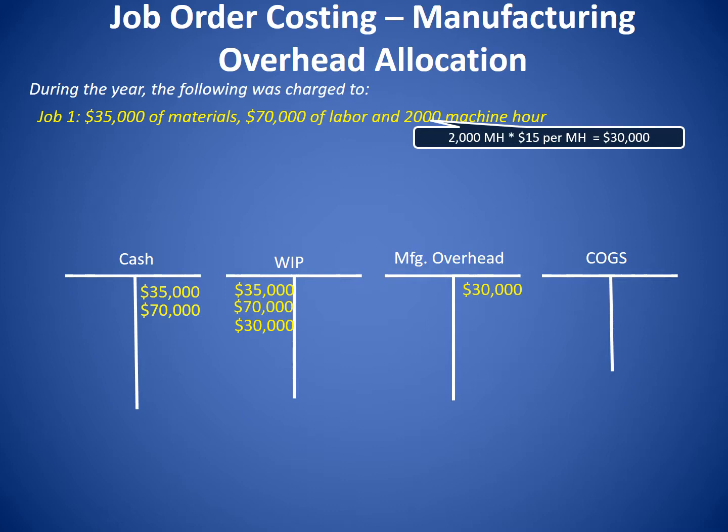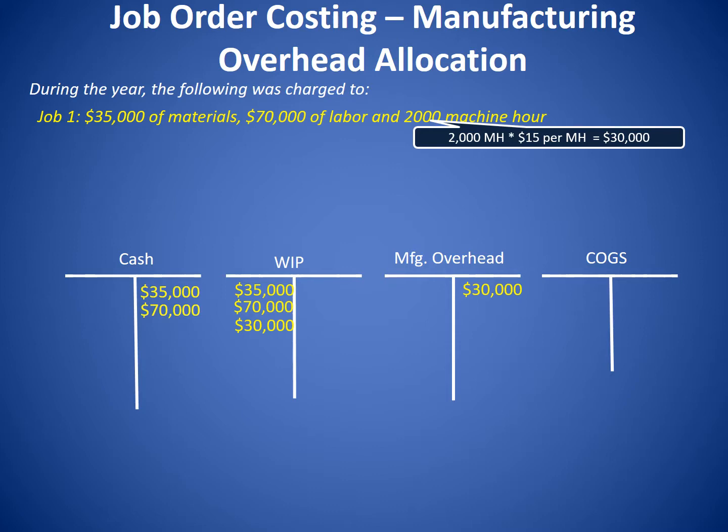Now notice I have my $35,000 of material, my $70,000 of labor in work in process, and also $30,000 of overhead allocated to work in process. Notice also that since I directly pay for my materials and my labor, I'm going to assume right now materials and labor are paid in cash. So I debit my work in process for $35,000 and $70,000 in materials and labor, and I credit cash for $35,000 and $70,000. My overhead costs are a little bit different.